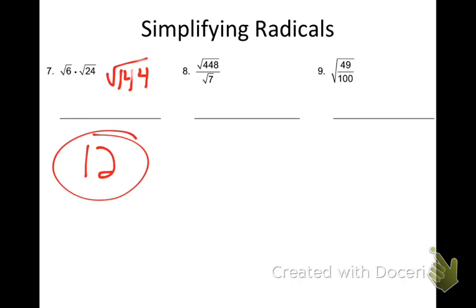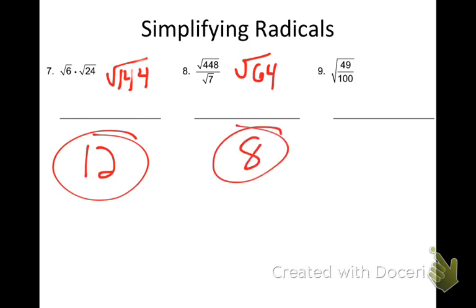Is it just 12 or is it square root of 12? Just 12. Once you do the square root, it's just the number. Okay? Good question. So 8. Square root of 448 over square root of 7. Can I simplify that? What's 448 divided by 7? 64. So I get the square root of 64. Square root of 64 is 8.